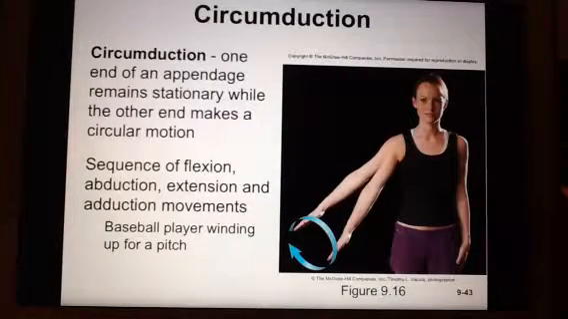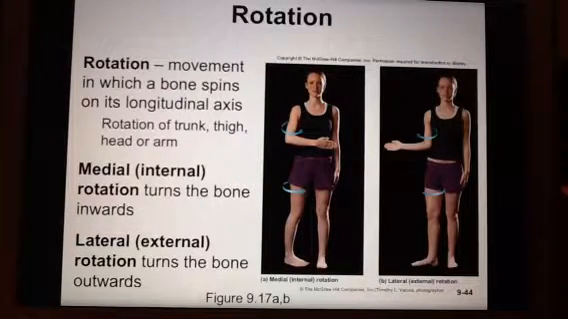Circumduction is at the end of an appendage. One end remains stationary while the other end makes a circular motion. It's technically a sequence of flexion, abduction, extension, and adduction movements, but those combined in this specific example is called circumduction. Okay, we can rotate a bone spinning on its longitudinal axis, and that's called rotation. So this shows the thigh or the head or the arm, and we can also rotate our trunk. A medial rotation turns the bone inwards, whereas lateral rotation turns the bone outward.